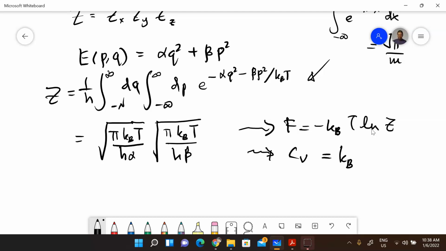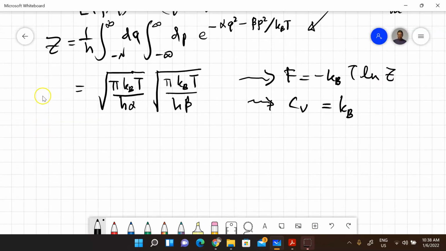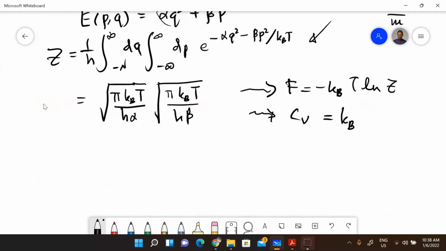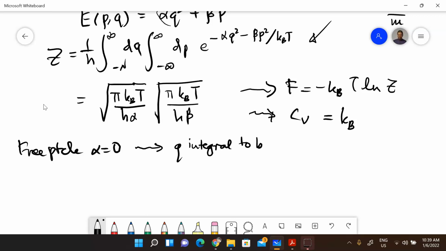So for the case of a free particle, for example, you don't have this quantity. So what does one do in that particular case? So your alpha, for a free particle, alpha equals 0. Then one cannot use the Gaussian formula to integrate your dq. So really, in this particular case, one needs your q integral to be over a finite range.